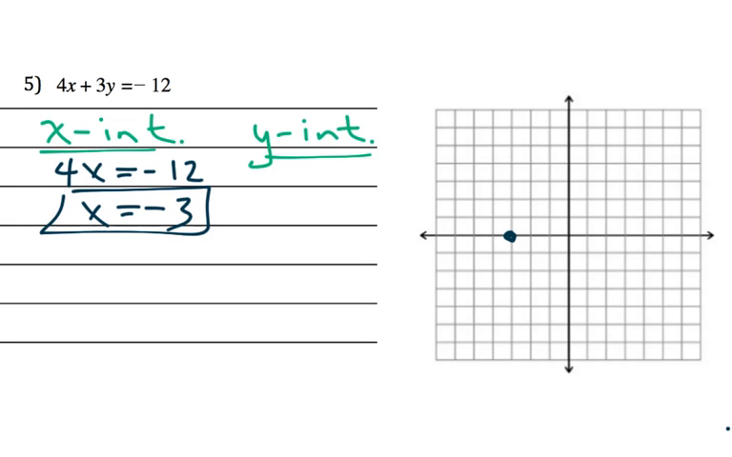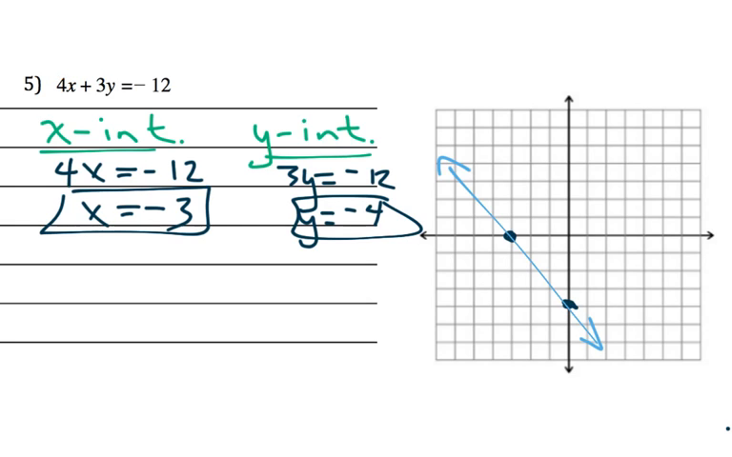Now if the y-intercept's over there, well, that means that x has to be 0, so that term's dropping out, and that gives me 3y is negative 12, and that y is negative 4. So here I am, 4 down on the y-axis, getting a ruler out and graphing it. Now, I'm going to write the word or, and I'm going to show you how else you would do this.